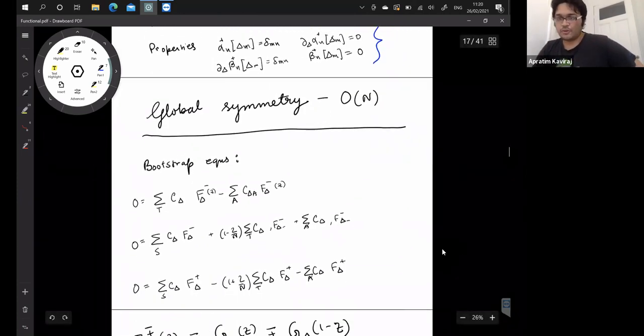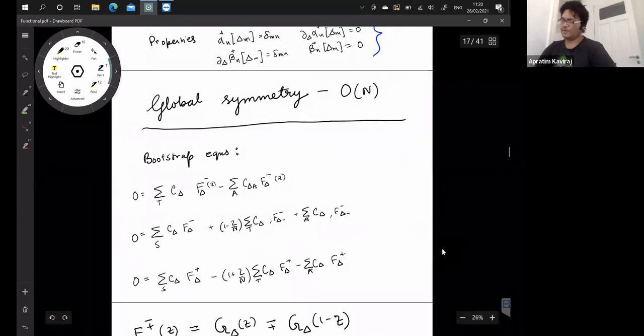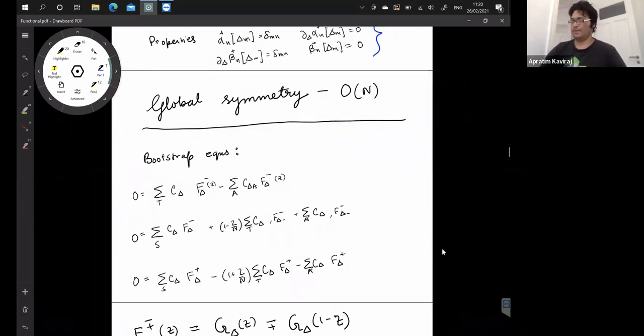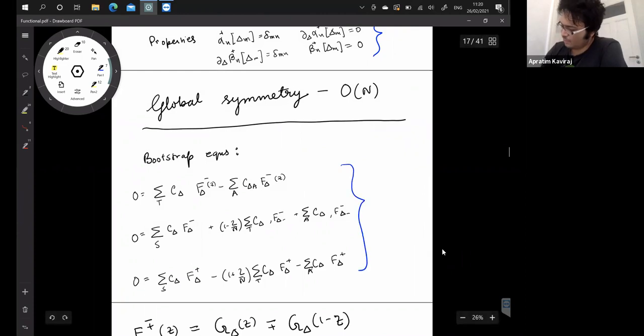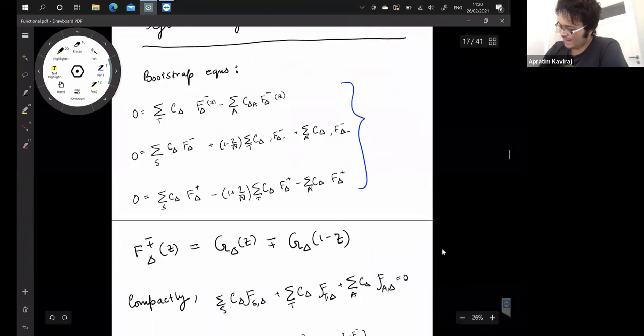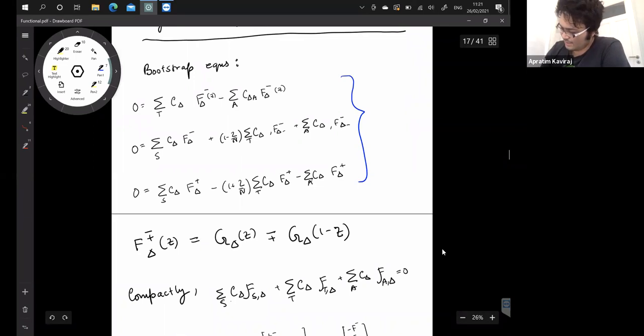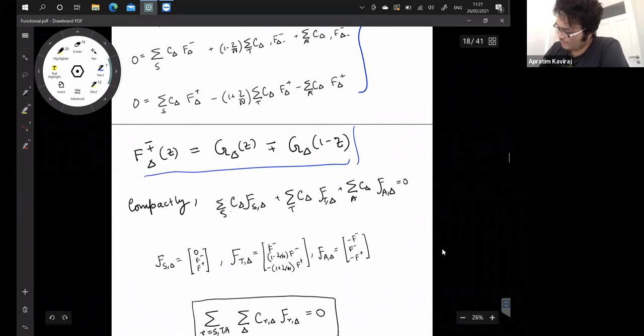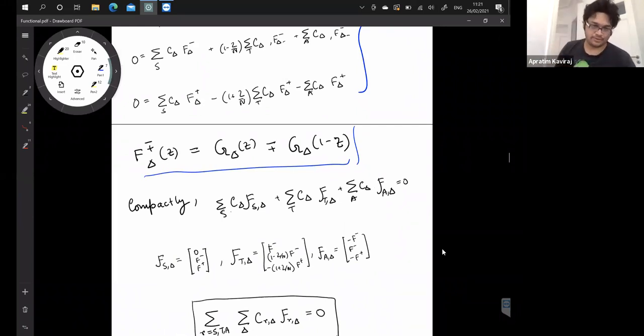All right, so I move on to ON models. So global symmetry. For ON models, for example, as I showed you before, they have the following bootstrap equations. So there are 3 of them, and f minus and f plus are given by the following, and they can be written in a compact way. So the 3 bootstrap equations can be written in a compact way as follows.